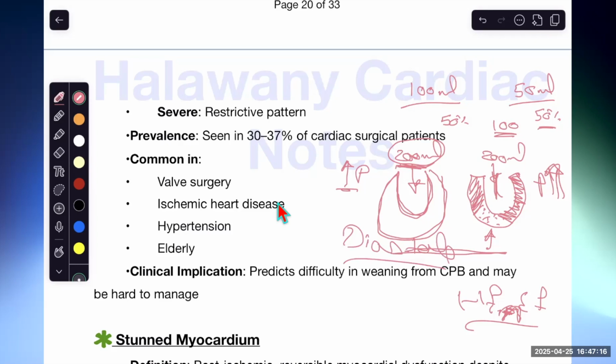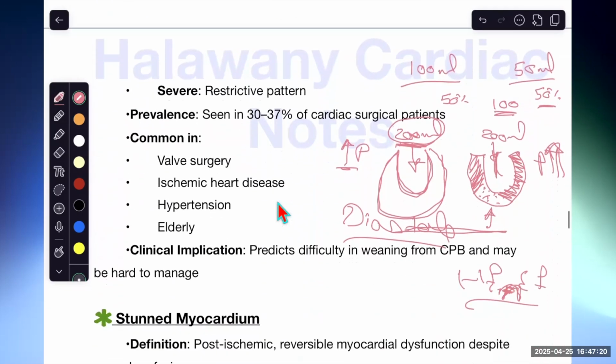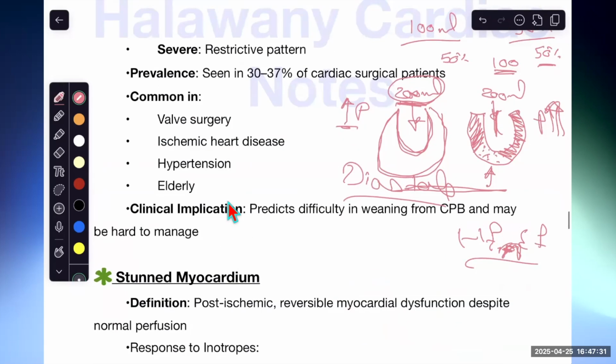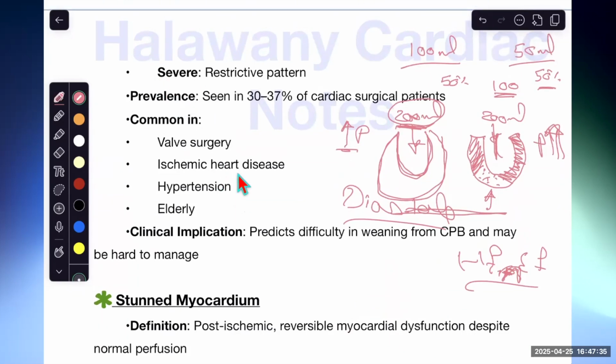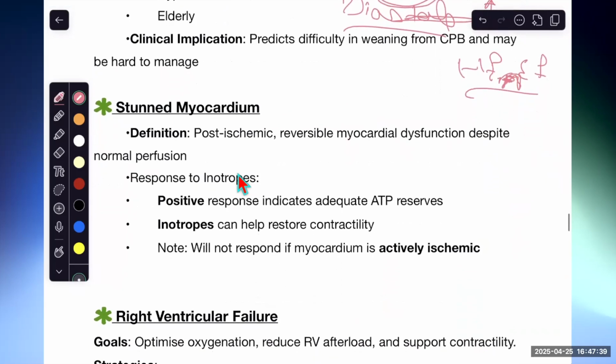This patient is usually difficult to wean off bypass. It's common in this condition. Inshallah, when we speak about these types of surgery, we will say how to wean them. But if you have a patient with severe diastolic dysfunction with a restrictive pattern, be prepared that this patient will not be easy to come off bypass.